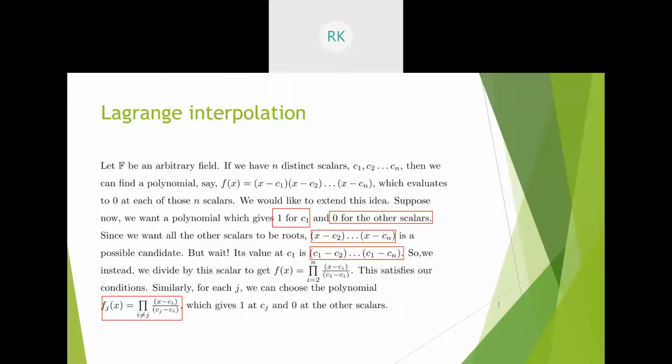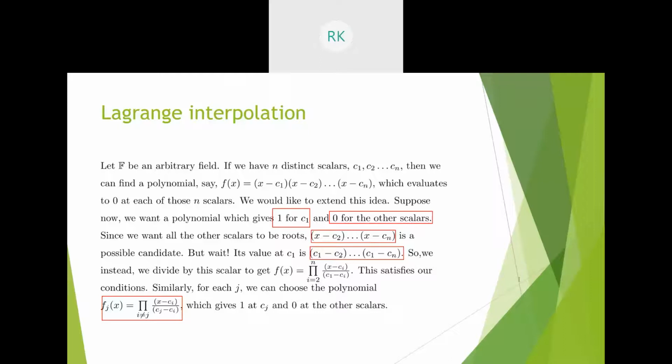Keep in mind that fj(x) gives 1 at Cj and 0 at the other scalars. So beta j fj(x) gives you beta j at Cj and 0 at the other scalars. So if you want beta 1 at C1, beta 2 at C2 and so on up to beta n at Cn, what polynomial should you consider in terms of these fj's? Very easy. After you say that to get beta j at Cj and 0 at the other scalars, getting the general polynomial is very easy.